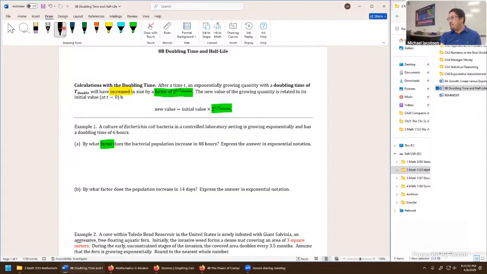So this is going to be T double is 6 hours. The variable T here is 48 hours. And this is 2 to the power of 48 divided by 6, done a second time. So 2 to the power 8 altogether.